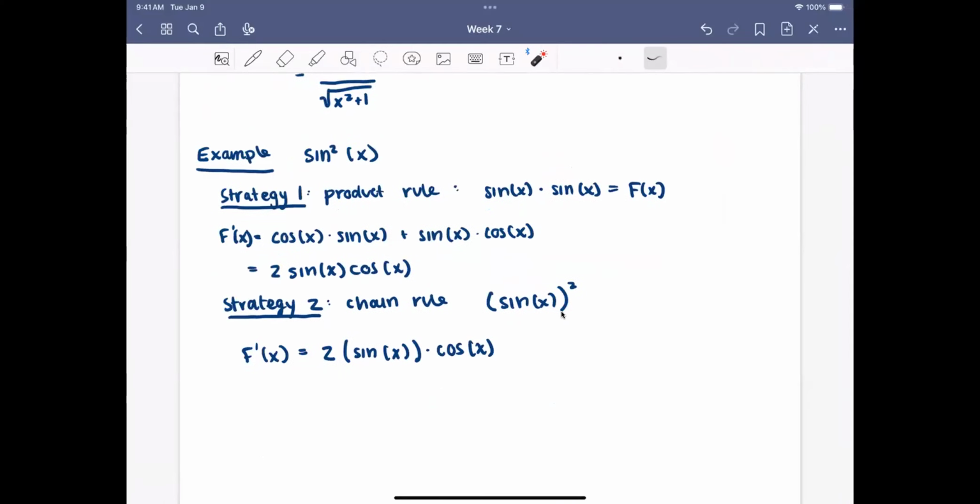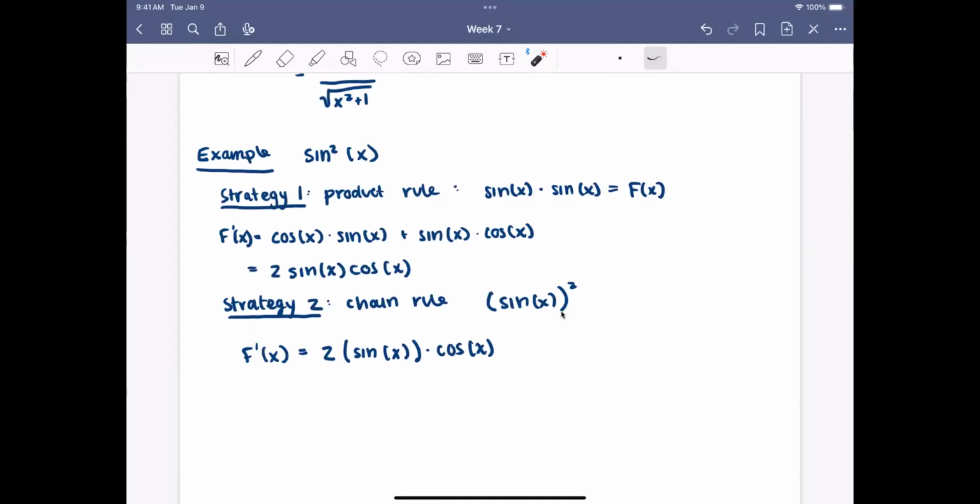Would we need to simplify that to sine 2x, or would that be fine? Like in the exam? Yeah, just leave it like 2 sine x cosine x.